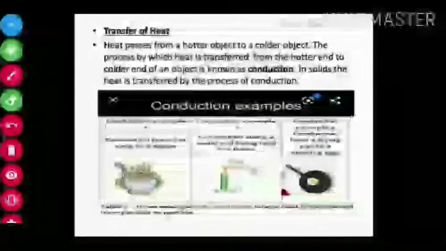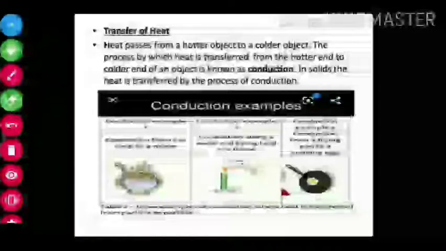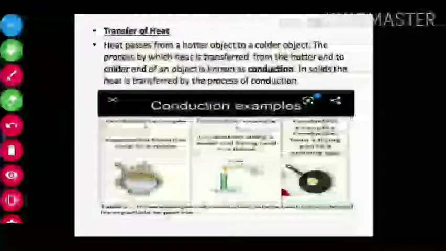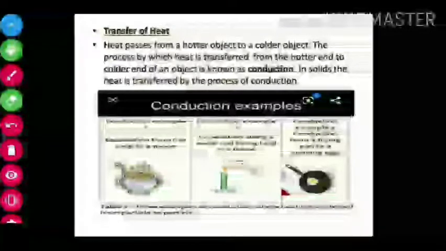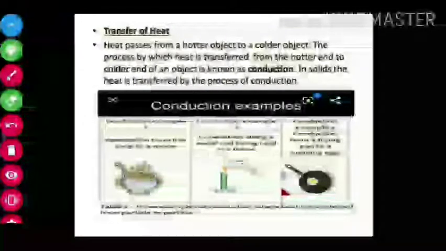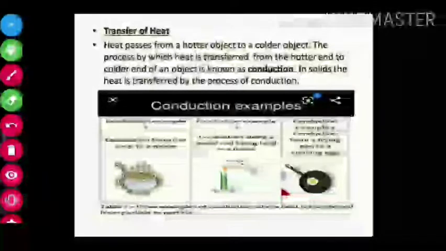So now next we will go to the transfer of heat. You have seen that you are feeling cold, or you are feeling hot, or sometimes you are feeling cool, or you are feeling warm. So how are you feeling these things when you are touching some type of object? When you are touching a hot object, you are feeling hot, and when you are touching a cold object, you are feeling cool. So how are you feeling, and how are these things happening when you are touching?